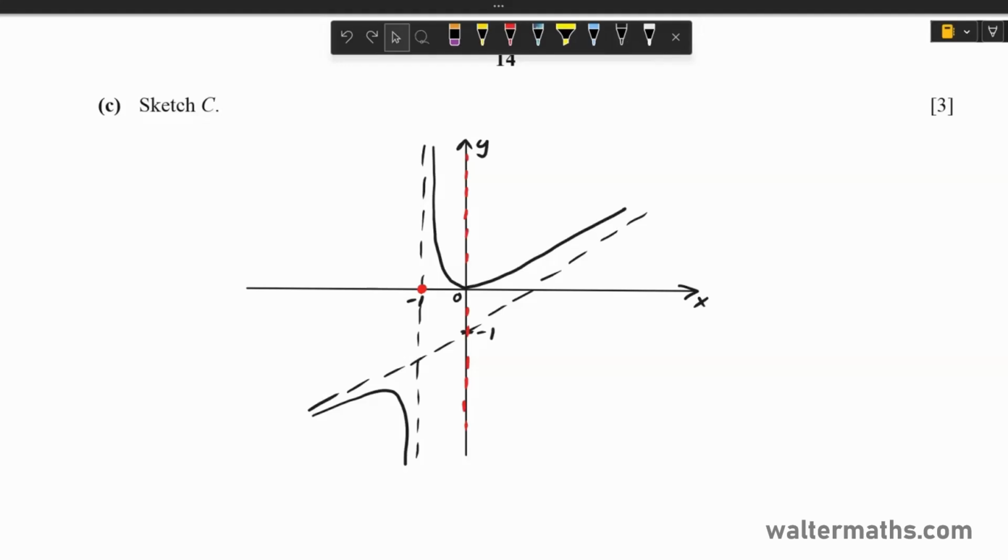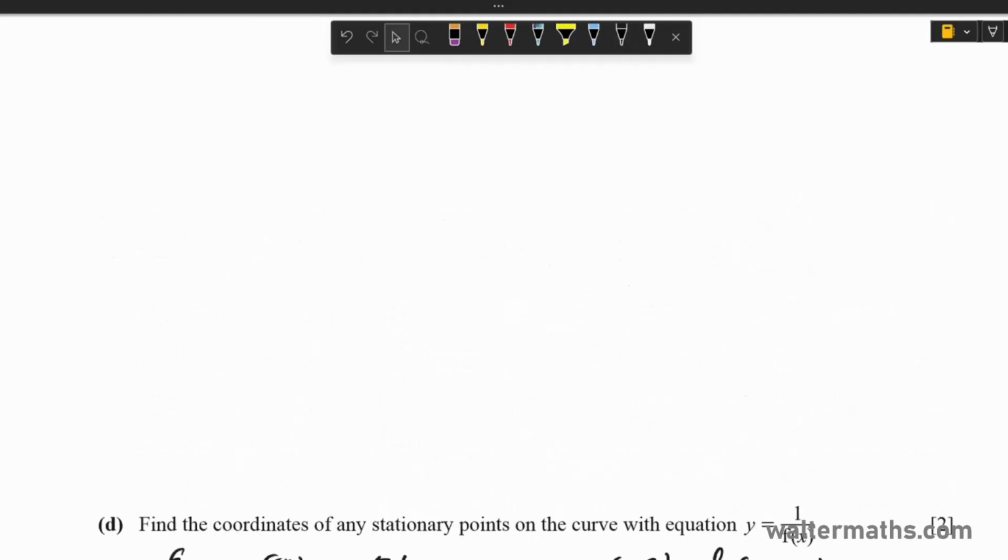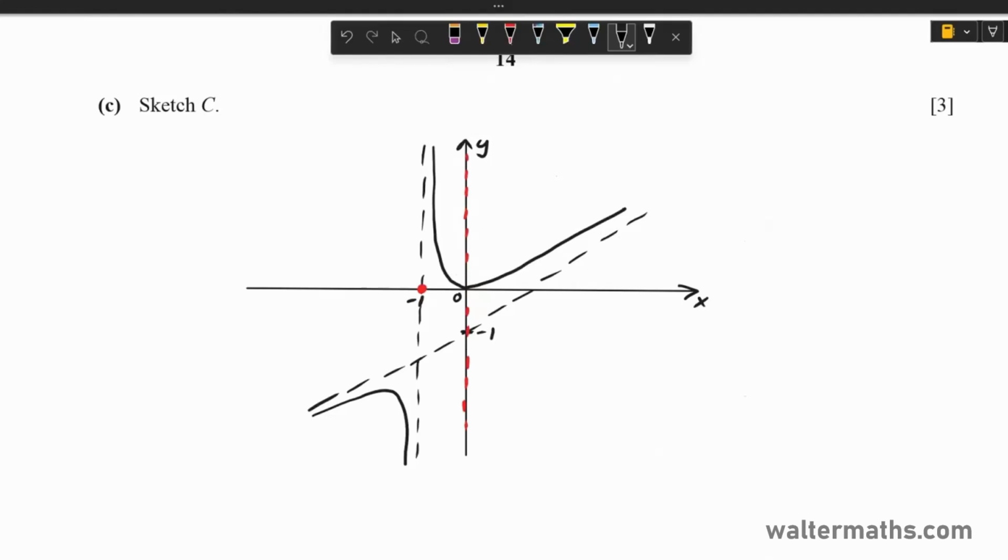Next, we're going to consider the fact that we had gotten on part D that the reciprocal graph has a stationary point at minus 2 and minus a quarter. So that means that we should be having that turning point, stationary point around here. And you should appreciate the fact that since the original graph had a maximum, the reciprocal graph will have a minimum. So this point here will be a minimum for the reciprocal graph, since the original one was a maximum.